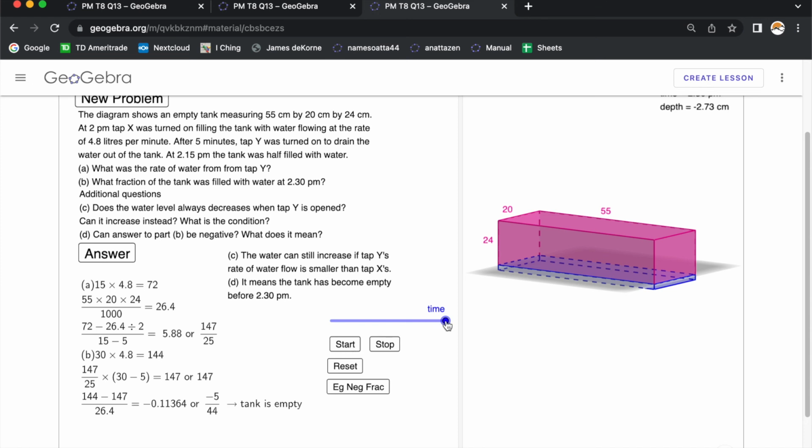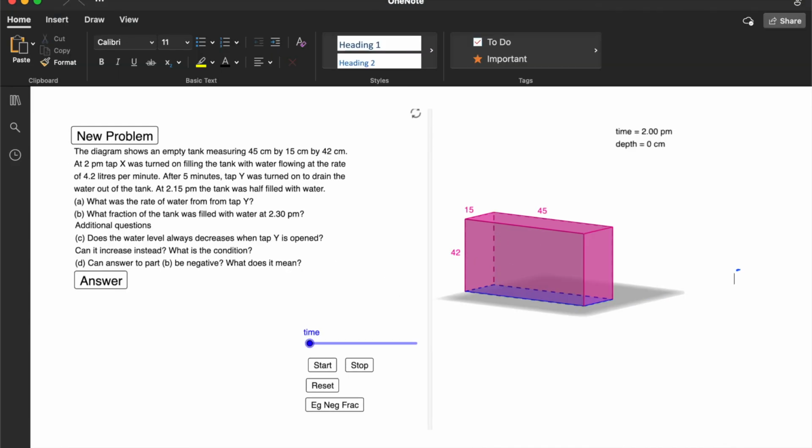Right, so you can see that just before the end at 2:30, the water level has reached 0 in depth, and then after that it goes down. So what does it mean? It actually means that the tank will be empty at that time. Before I end the video, I just want to make one last point. Even though I didn't include it inside my modeling or design of this question, for part B, it is also actually possible to get a fraction which is greater than 1.